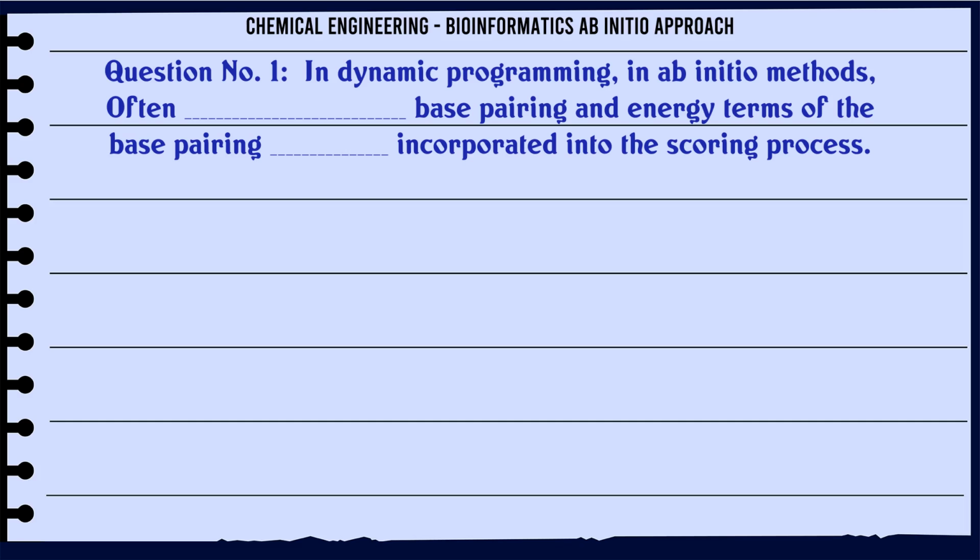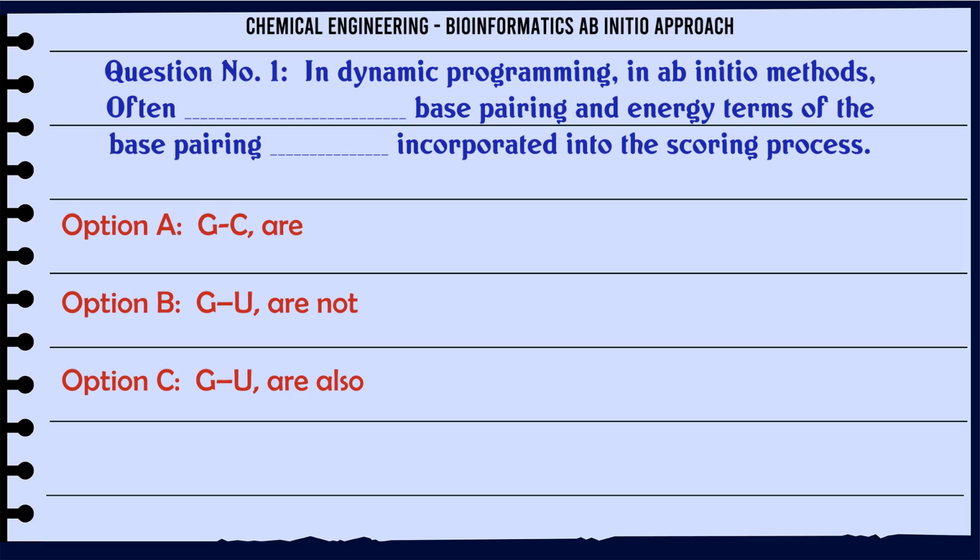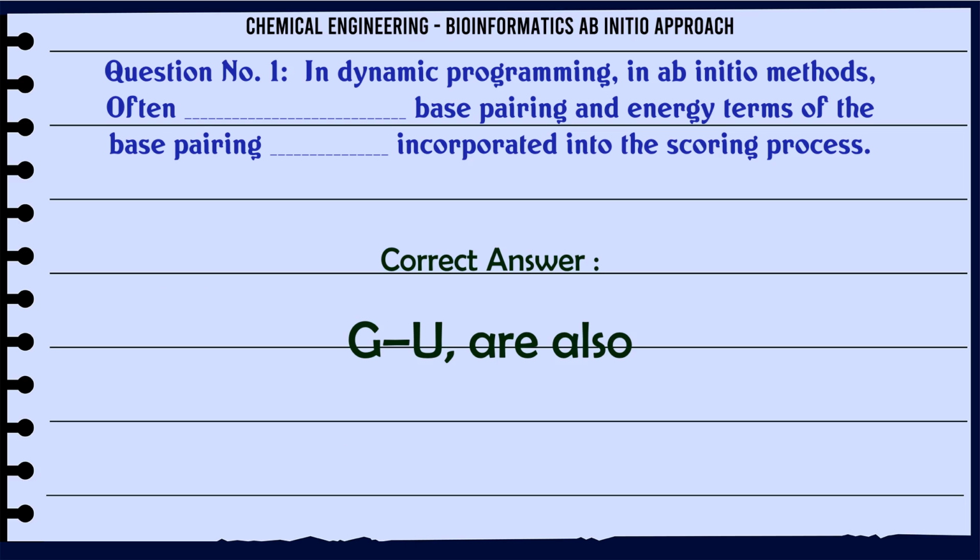In dynamic programming in ab initio methods, often base pairing and energy terms of the base pairing are incorporated into the scoring process. A: G-U R, B: G-U not, C: G-U R also, D: G-C R not. The correct answer is G-U R also.